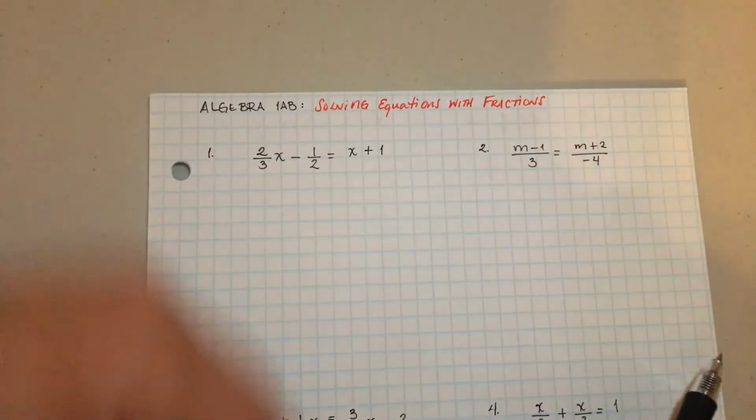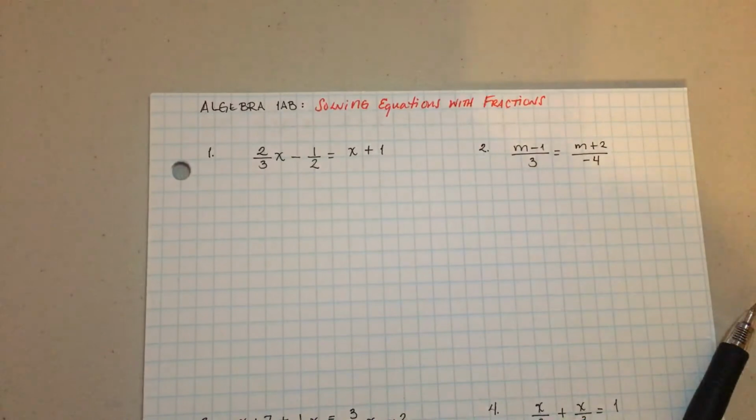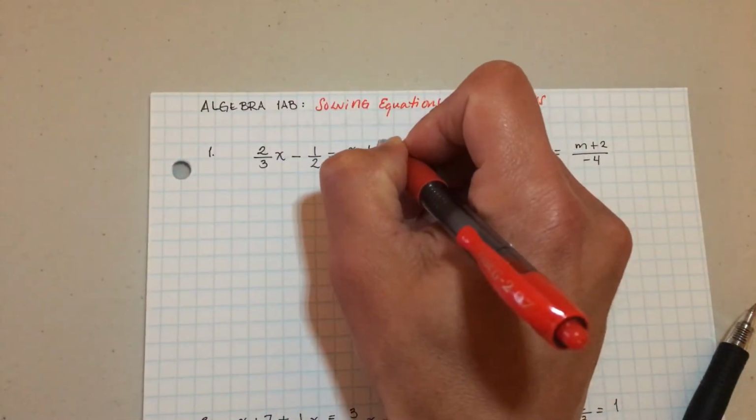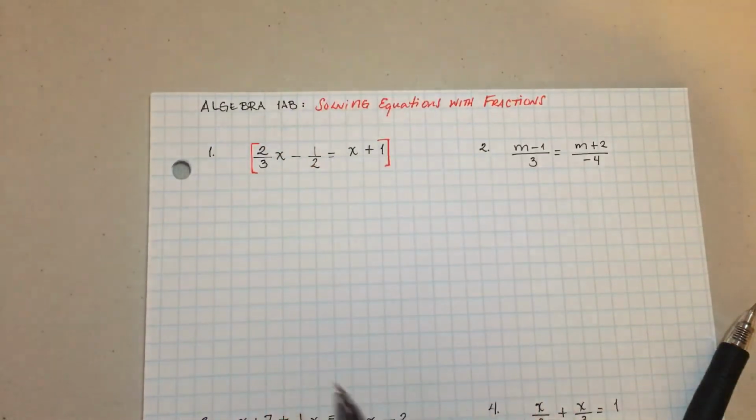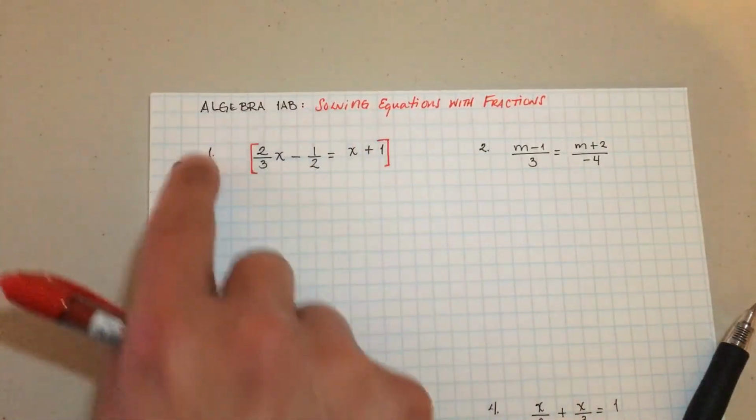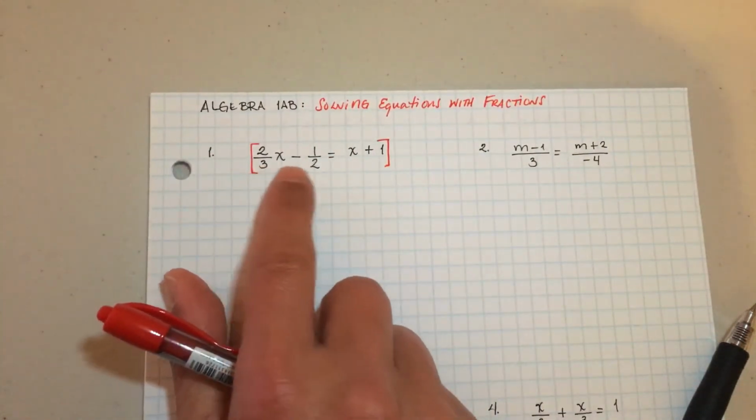So what we have to do, we're going to have to multiply the whole equation by something that gets rid of the 3 and the 2. Vamos a tener que escoger un número que multiplique toda la ecuación para deshacernos del 3 y el 2.